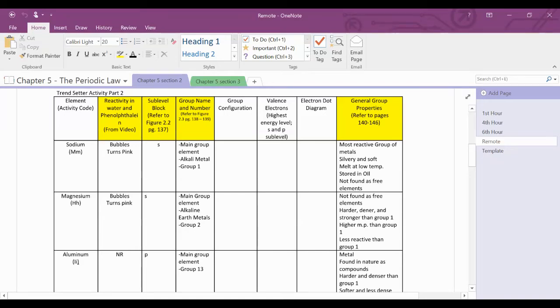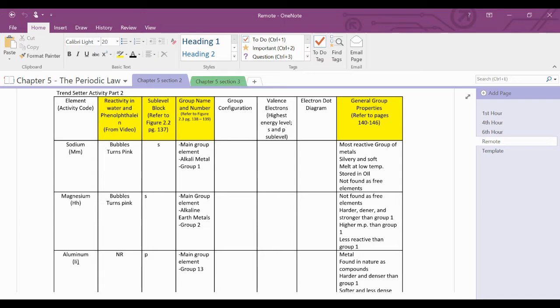Right, so in today's lecture, we are going to complete your Trendsetter Part 2 table. And I've already filled in my notes for the highlighted columns. So as you progress along, you can pause the video and double check that what you have completed in the highlighted columns matches mine, and if not, please correct your table. This will be your notes for Chapter 5, Section 2.